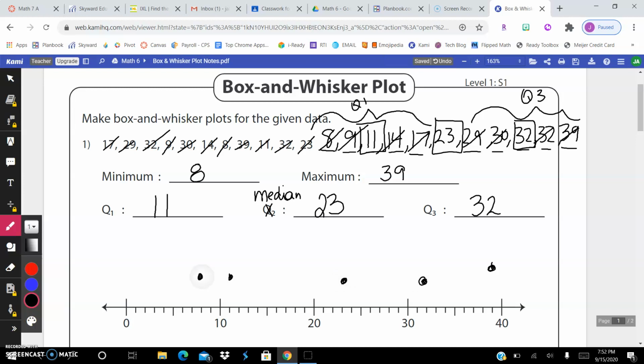You're going to connect the outer 2 on the front and the back with a line. Those are going to be our whiskers. Then you're going to draw a box around the middle point using the outside dots there. And there's your box. So now we have a box and we have whiskers. The last thing I want you to do is draw a dotted line through the median. And there you have it. There is a box and whisker plot.